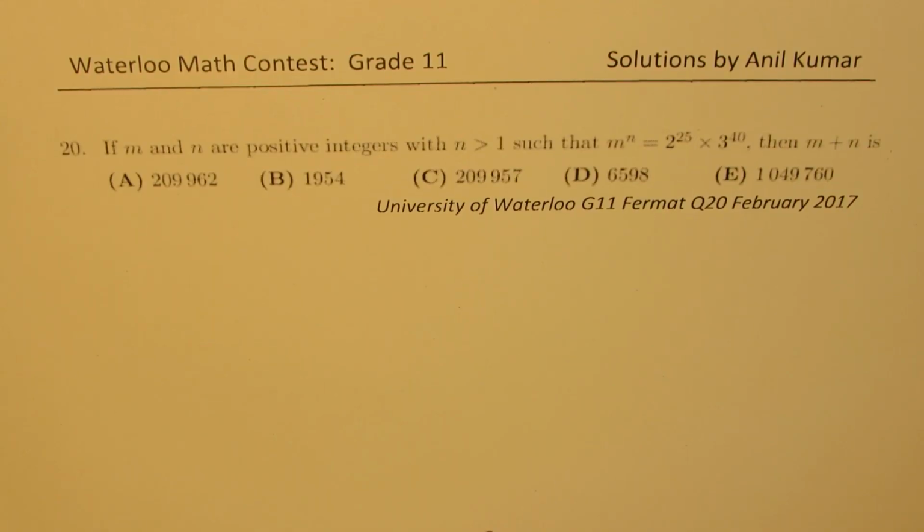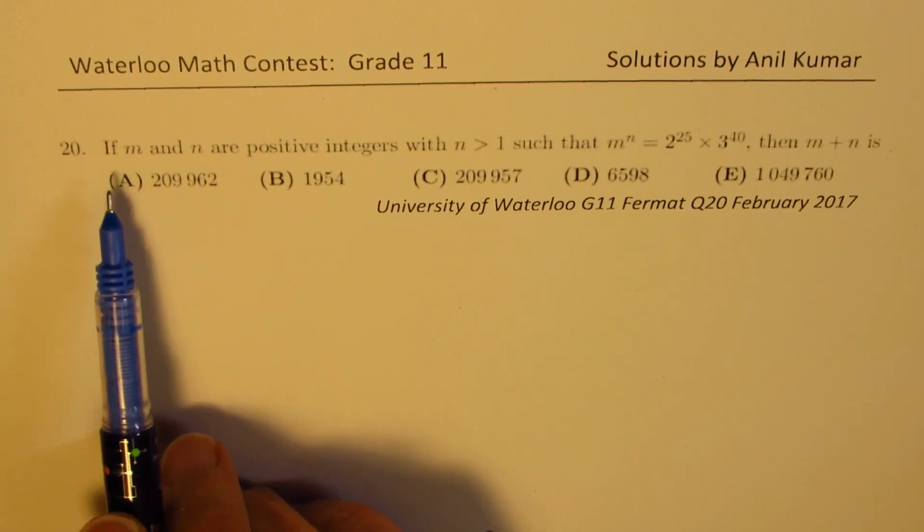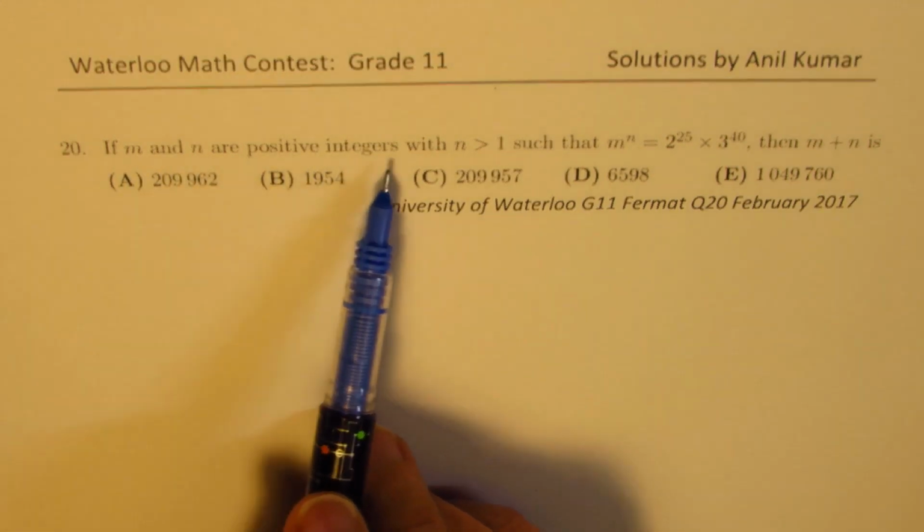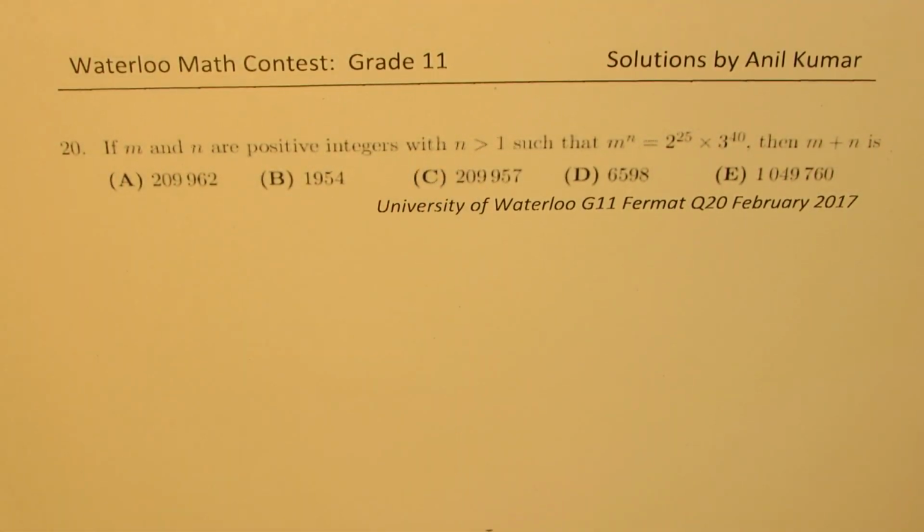Here is question number 20 from the February 2017 test paper of Waterloo. The question is, if m and n are positive integers with n greater than 1, such that m to the power of n equals 2 to the power of 25 times 3 to the power of 40, then m plus n is what? Five choices are given to you.